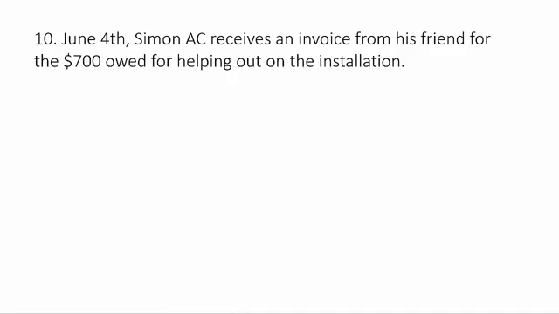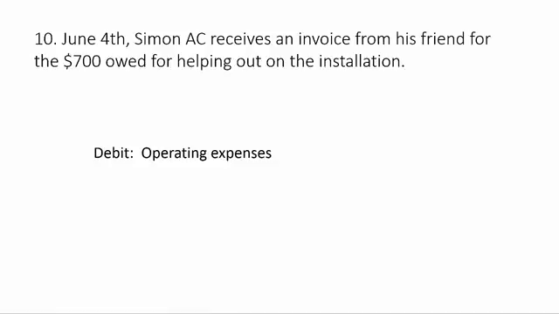The 10th transaction happens on June 4th, and the company receives an invoice from his friend for the $700 owed for helping him out on the installation. Now recognize that we're past the May 31st date, our reporting date. So there is another reason why we have no journal entry at all, and that is because the transaction does not relate to the reporting period. However, in this case, it does. Simon's friend helped out with the air conditioning unit installation. For matching purposes, we want to ensure that this expense gets picked up in the same period as the sale of the air conditioning unit.